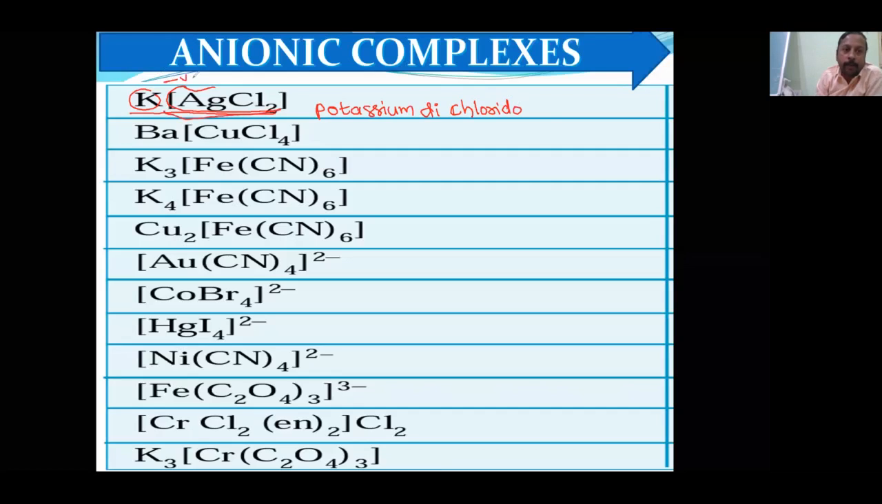Then this total complex is on the right hand side. Right hand side means it is a negative complex. So in the negative complex, we should write the Roman name with ATE. Okay, argentate. In brackets is the oxidation number. Oxidation number is very simple. See, potassium oxidation number is +1, both chlorines' oxidation number will be -2. So for argentate, the silver oxidation number will be 1.